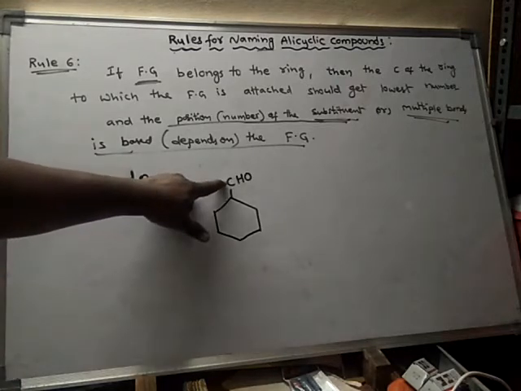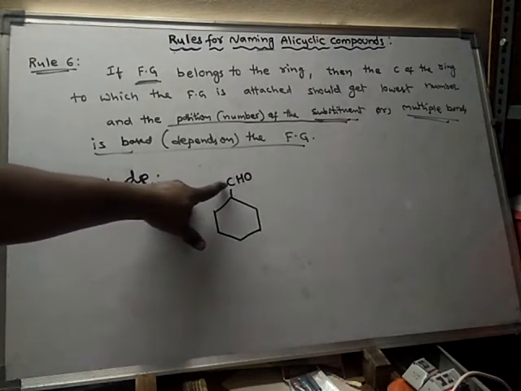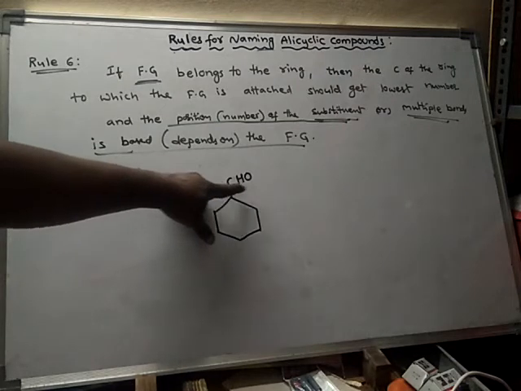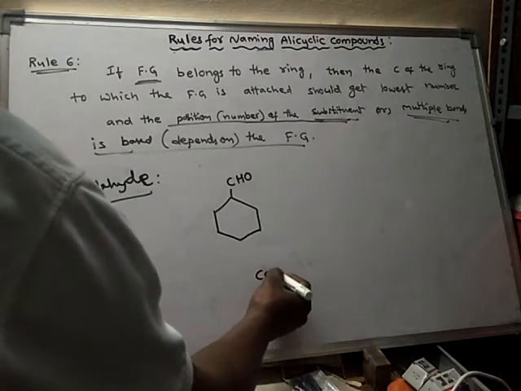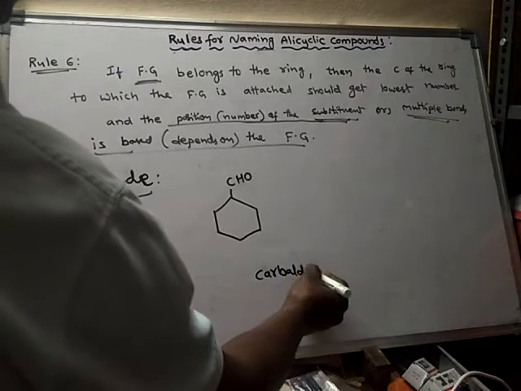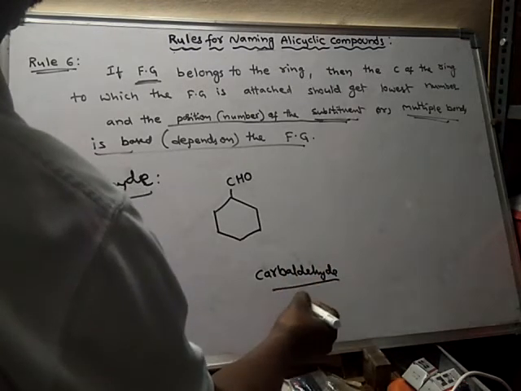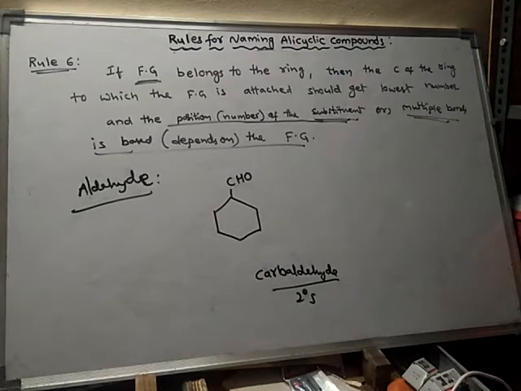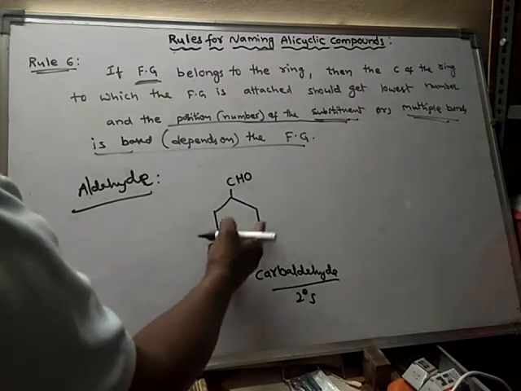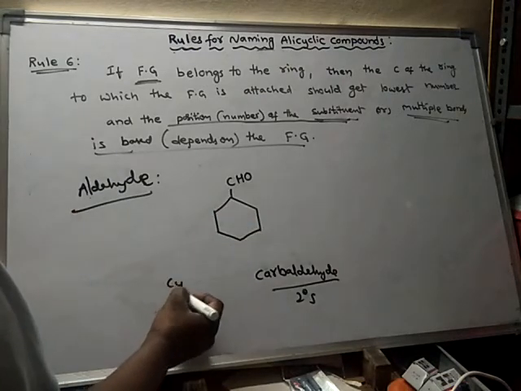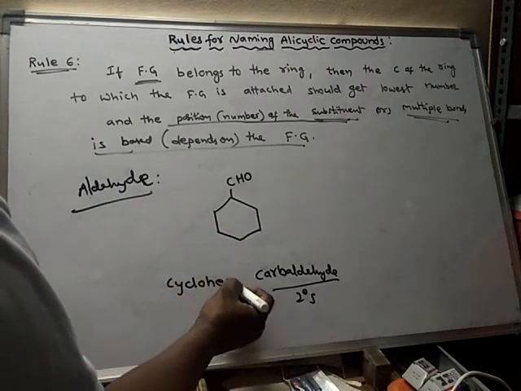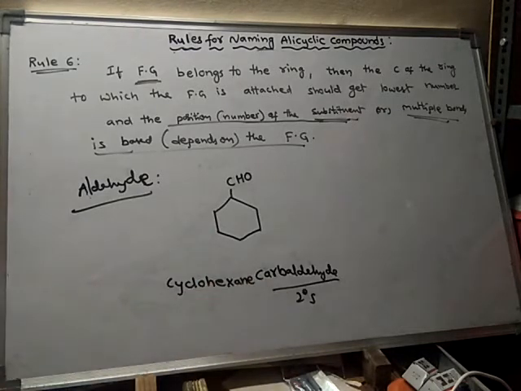So if the carbon is not part of the parent chain, then that functional group, the aldehyde functional group, should be written as carbaldehyde. So this is the secondary suffix because it is a functional group. Now, what is the name of this compound? This is the parent chain. So what is the parent chain? Cyclohexane. Cyclohexane is the parent chain. So the name of the compound is like this: cyclohexane carbaldehyde.